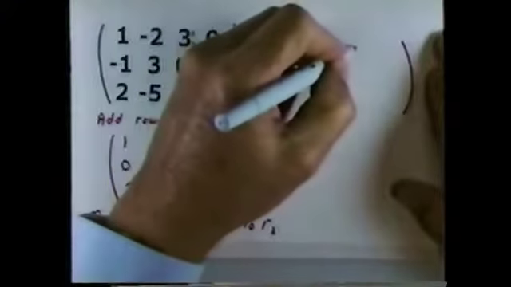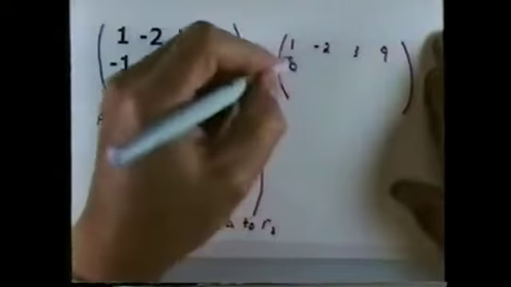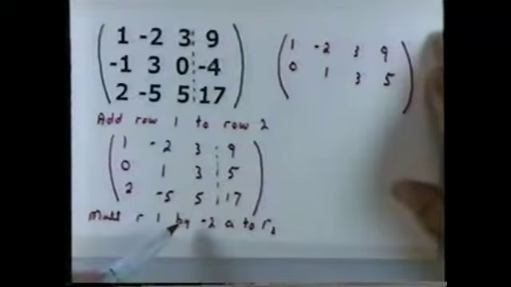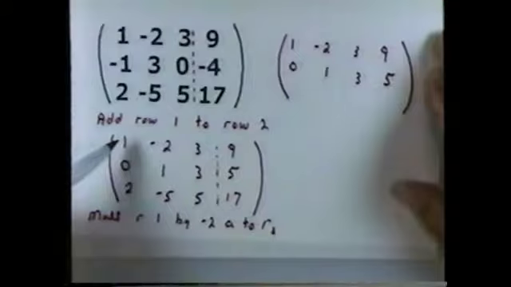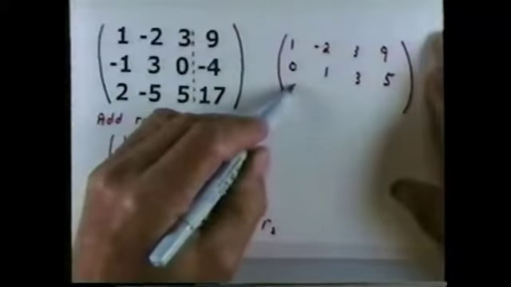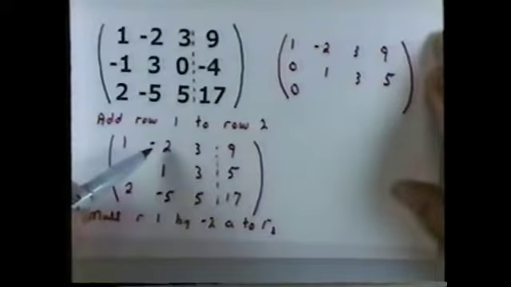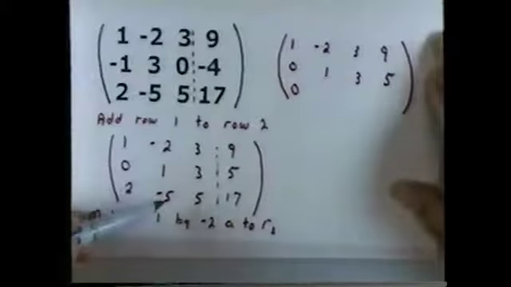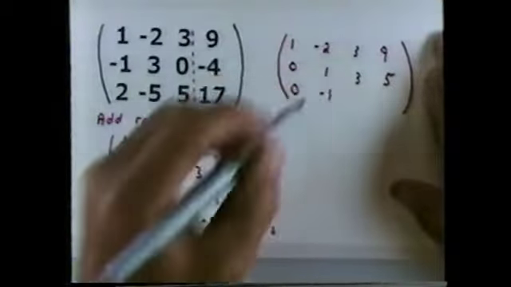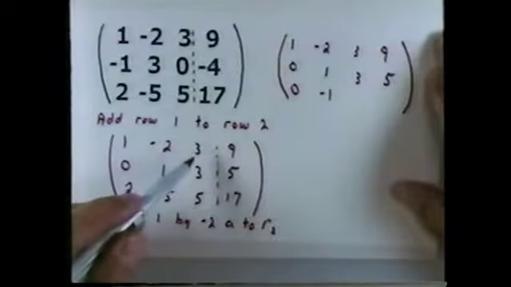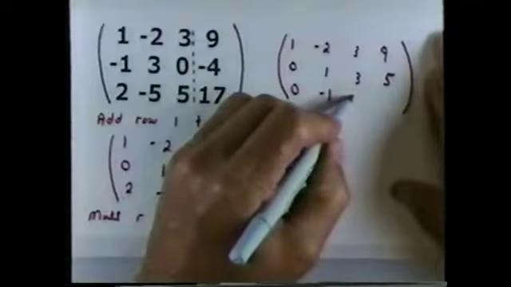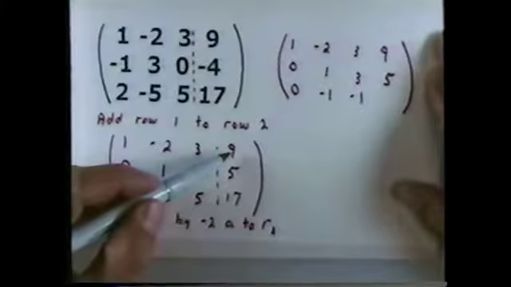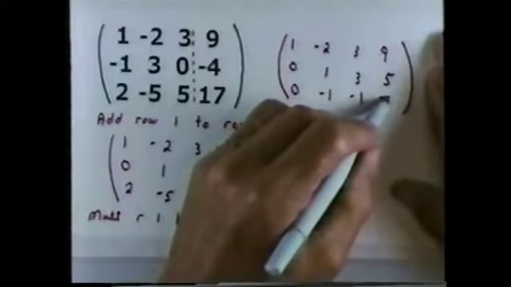1, -2, 3, and 9. 0, 1, 3, and 5. And now I'm going to multiply row 1 by -2, add to row 3. 1 times -2 is -2. -2 plus 2 is 0. -2 times -2 is a +4. 4 plus a -5 is -1. 3 times -2 is -6. -6 plus 5 is -1. -2 times 9 is -18. -18 plus 17 is -1.